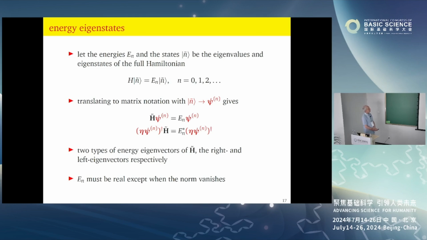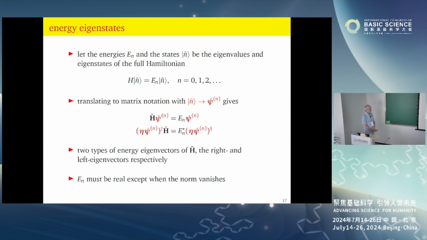Same kind of thing works if we look at energy eigenstates. Let's say the energies En and the states n bar are the eigenvalues and eigenstates of the full Hamiltonian. And then translate that into matrix notation. So let these n bar states be these column vectors with a superscript n. And again, it's the H twiddle that appears. And there's another type of matrix or eigenvalue equation we can write down for these row vectors. And here it's the complex conjugate energies that appear. So we're then talking about two different types of energy eigenvectors just because this matrix H twiddle is not Hermitian. So these are the right and left eigenvectors, respectively.